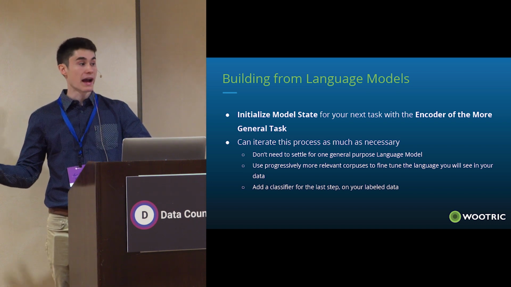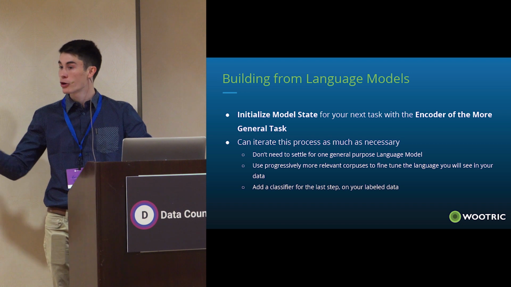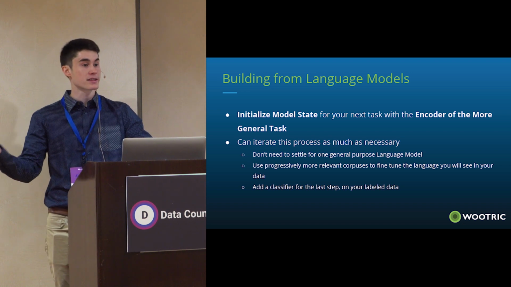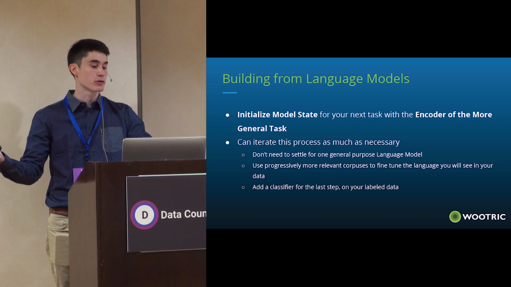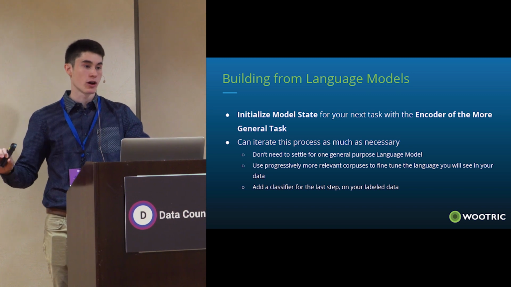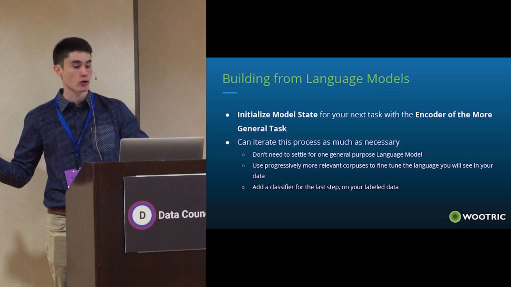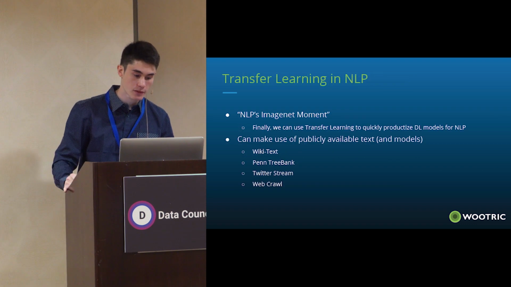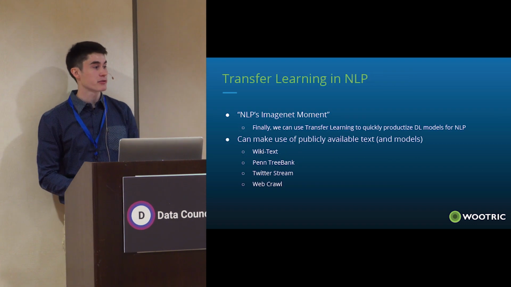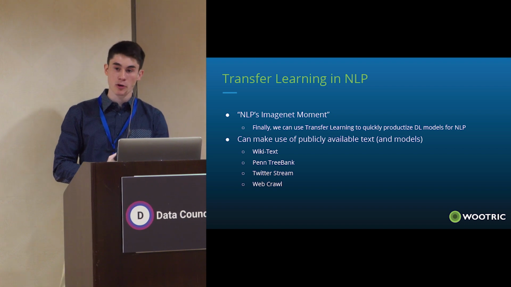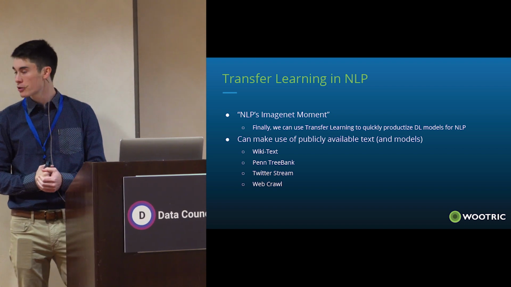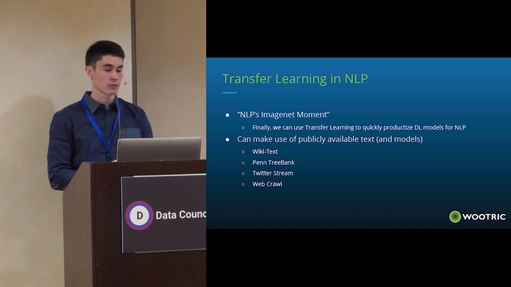Then what you do after that is the same process as before. You put on a classifier at the end. Basically, you can keep making your language model as specific as you want on decreasing sizes, but increasing specificity of corpuses of text. This has been commonly referred to as NLP's ImageNet Moment in a great paper by Sebastian Ruder that came out a few months ago.